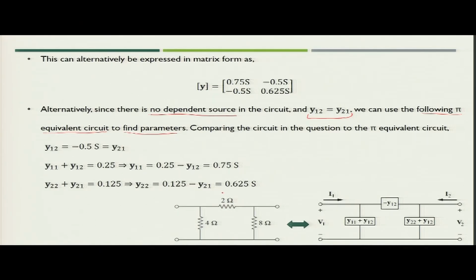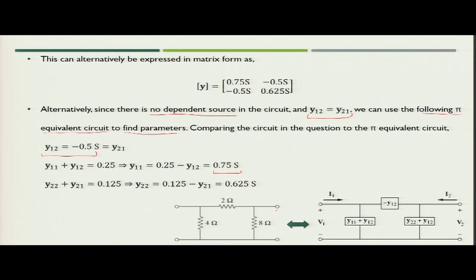2, basically the reciprocal of minus 2, because this is in ohm. So, you have to convert it into Siemens. So, you can simply say that y12 is nothing but minus 0.5 Siemens, and which will be equal to y21. Now, next we need to find out y11 plus y12. y11 plus y12 would be the reciprocal of 4 ohm, that is 0.25.